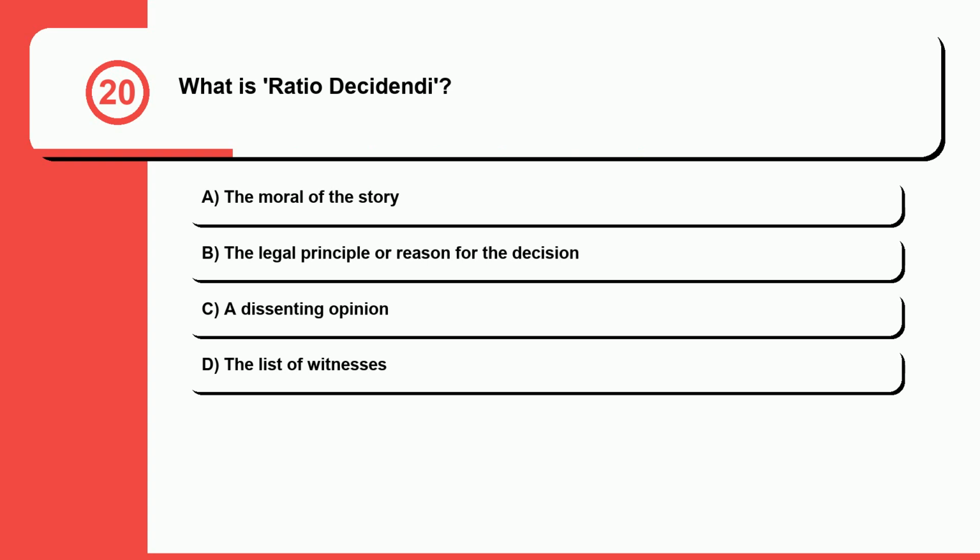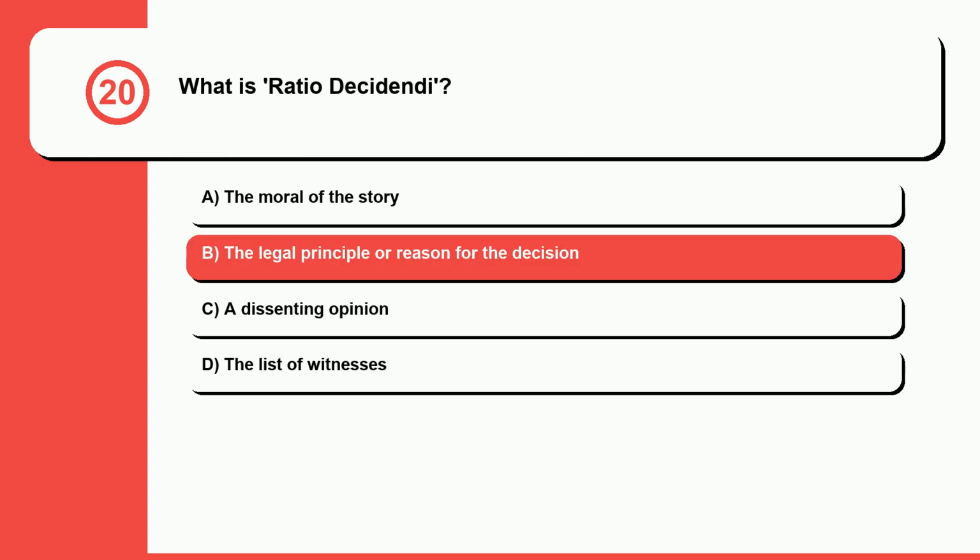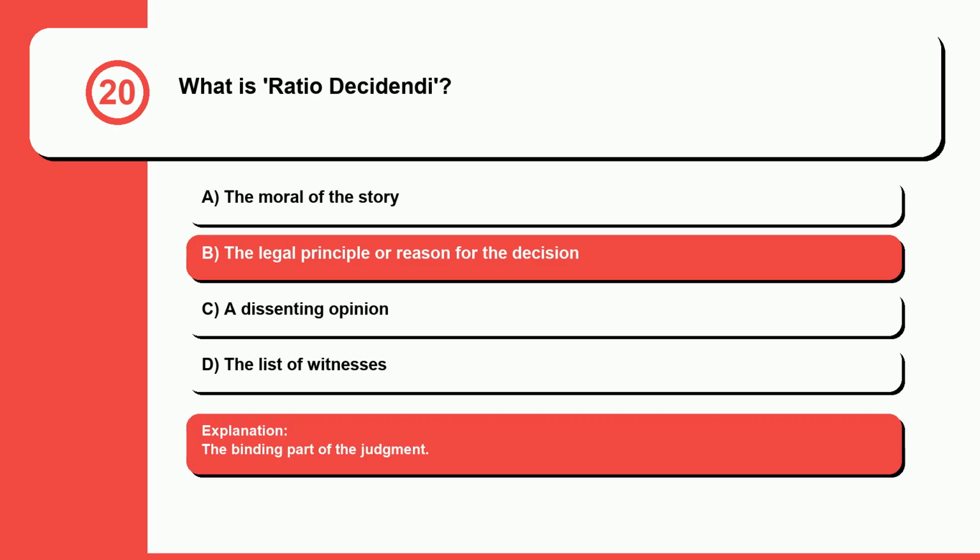Question 19. Who decides the verdict in a Crown Court trial? A. The judge. B. The clerk. C. The jury. Or D. The defendant. The correct answer is C. The jury. Jury of 12 laypeople.